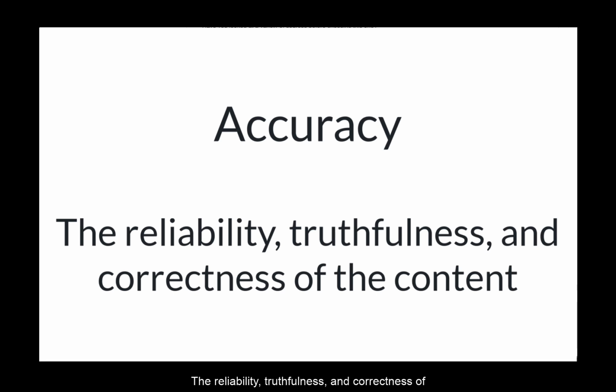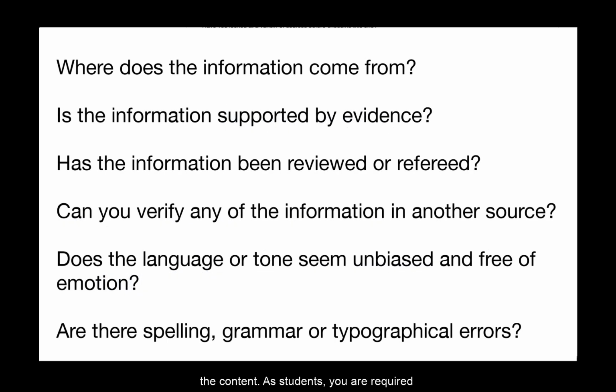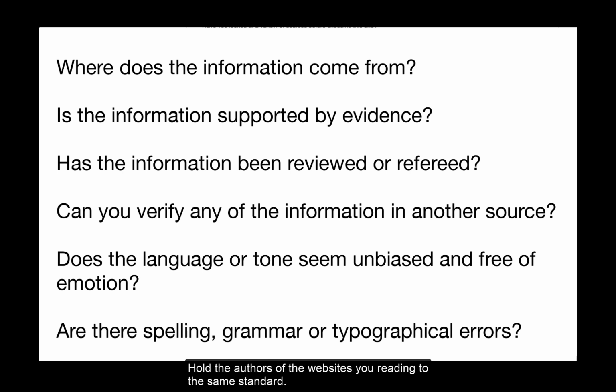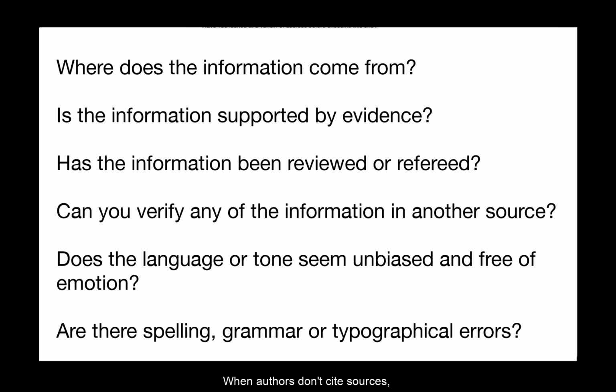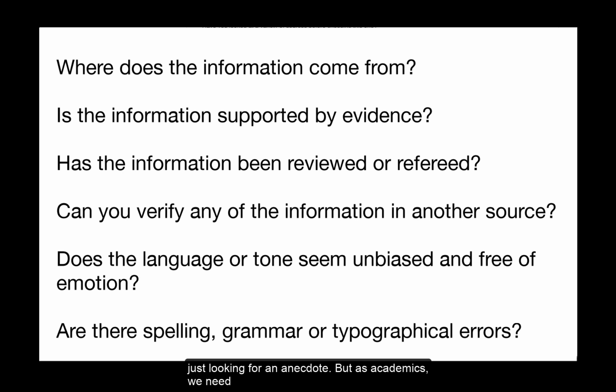Accuracy. The reliability, truthfulness, and correctness of the content. As students, you are required to cite the books, articles, and other sources you use for your research. Hold the authors of the websites you are reading to the same standard. If they are not citing their sources, that is a huge red flag. When authors don't cite sources, they are more likely just giving their opinion, which might be okay if you were just looking for an anecdote. But as academics, we need more concrete evidence. We need to be able to verify the information the authors are presenting, and if they don't give us a way to do that, this is not a reliable source of information.